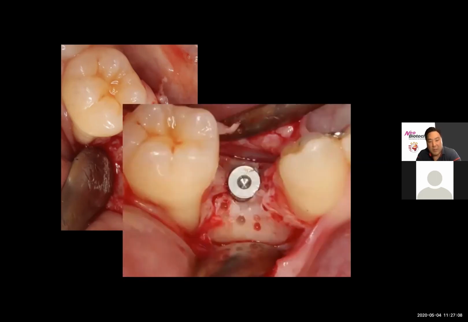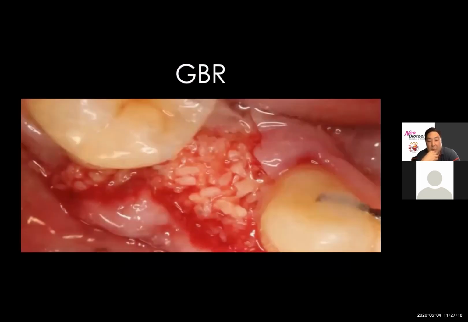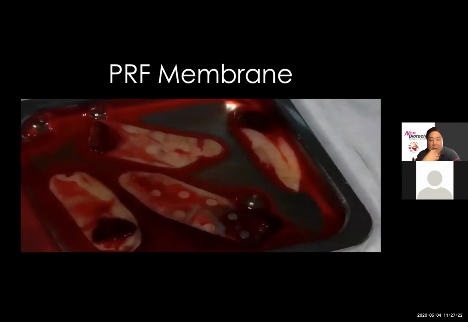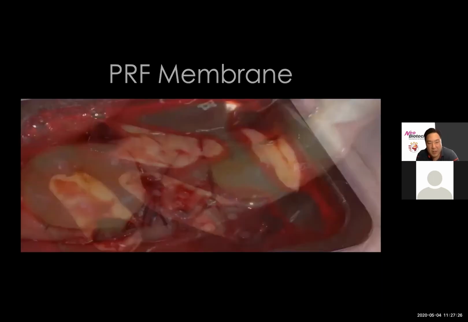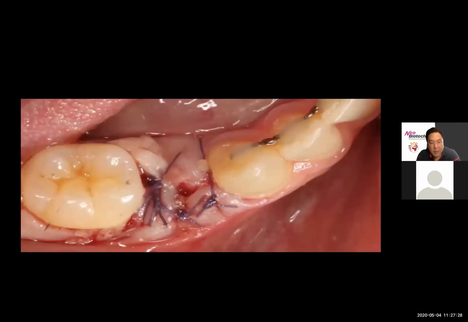So here's the implant fixture placed. Now we're going to go ahead and provide decortication so that we can do a GBR simultaneous at the time of implant placement. GBR procedure carried out. In this case, I used PRF membranes. We're not going to really go into PRF technology here, but I use PRF, platelet-rich fibrin membranes.